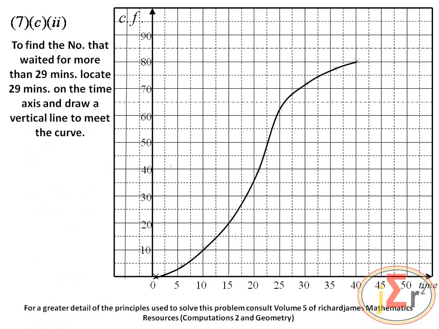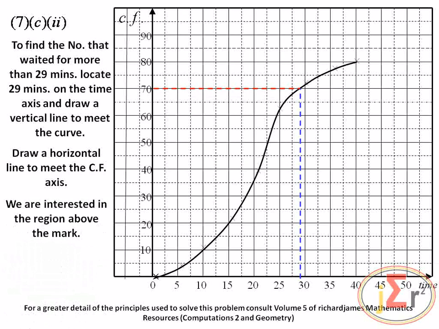Find the number that waited for more than 29 minutes. They waited for more than 29 minutes. So we find 29 minutes on the time axis and draw a vertical line to meet the curve. Then we draw a horizontal line to meet the cumulative frequency axis. And of course, when some students get 70, they just write down 70. But we are interested in those who waited for more than 29 minutes. So we are interested in above 70.